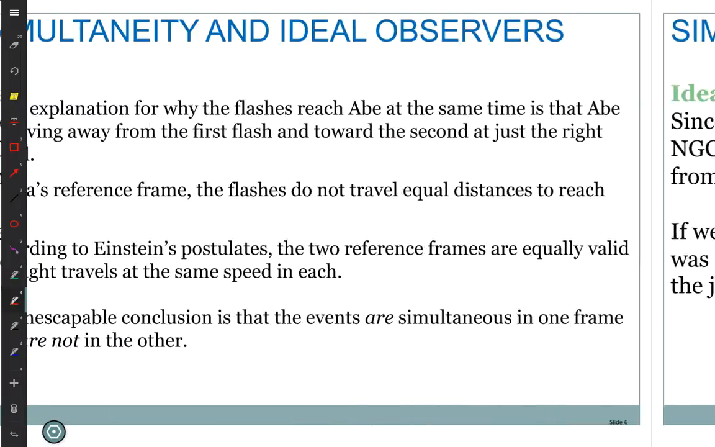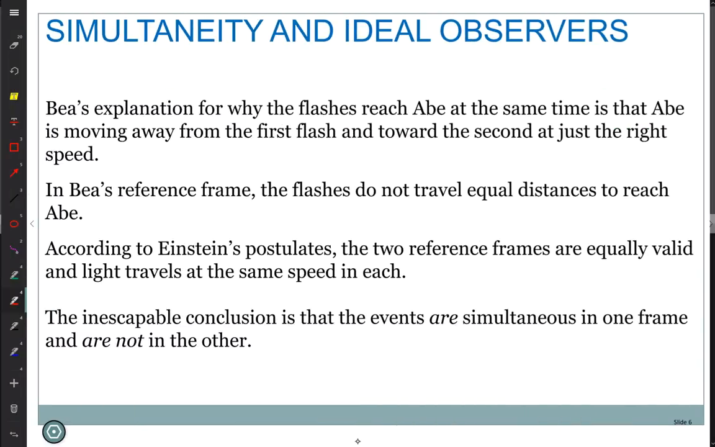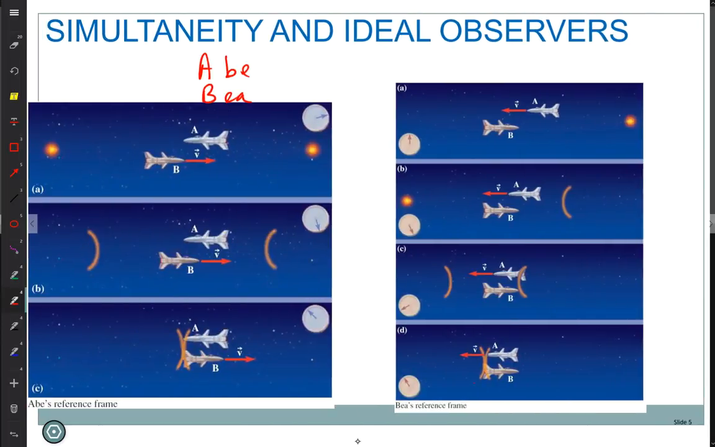Yes. The key here was that in B's frame, the flashes don't travel equal distances. A thing to notice is that in B's frame, the distance from where she is to the front flash is much larger than the distance from where she is to the rear flash. Whereas in A's frame, the distance is the same.